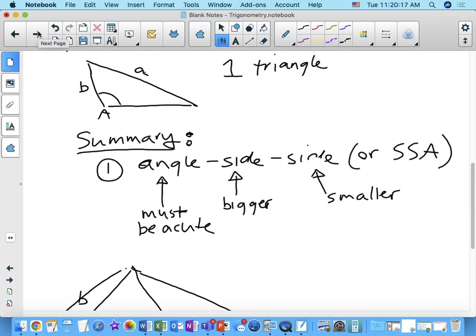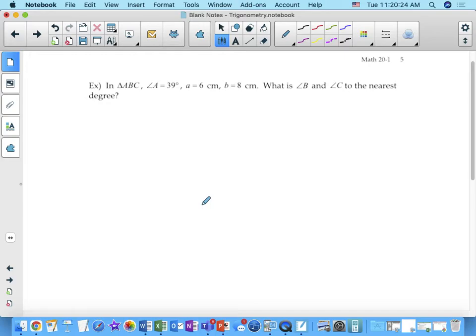With that in mind, let's try a question. Okay? So in triangle ABC, angle A equals 39 degrees, A equals 6, and B equals 8. What is angle B and C to the nearest degree? So firstly, just to try and identify if this is an ambiguous case of the sine law, one thing to think about is, are we given one angle and two sides? Which we are. Okay, so this could be.